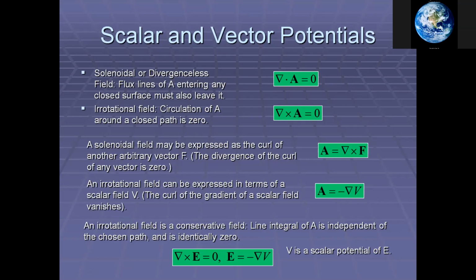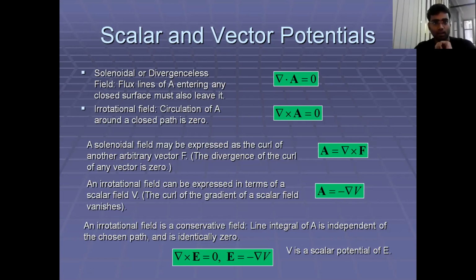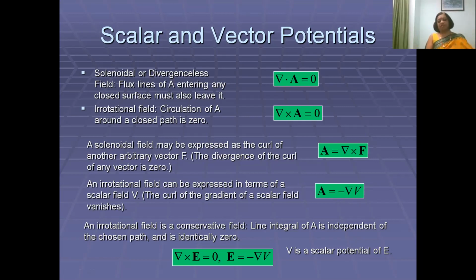Ma'am, DC current flowing through a conductor. Because if it's AC, then there may be the stray currents. If you have a DC current flowing through a conductor, you'll have a magnetostatic field. We have just discussed that. No. There will be, the current will be irrotational. J will be irrotational.